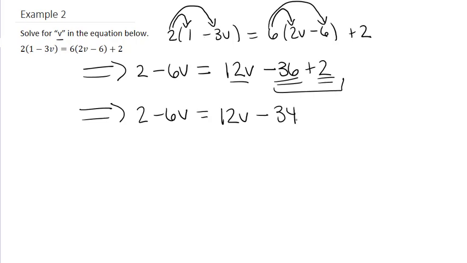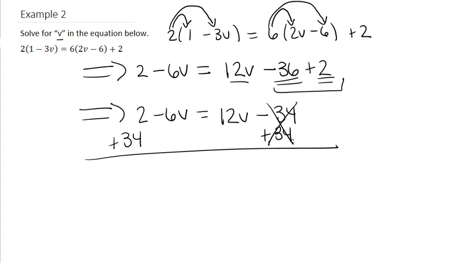And so now the next step will be to solve for v. How we do that is we need to get v on its own. So the first thing we can do is add 34 to both sides. This gets rid of it on the right hand side, so we're just going to start isolating v on the right hand side. So now we have 2 plus 34, which is 36, minus 6v equals 12v.